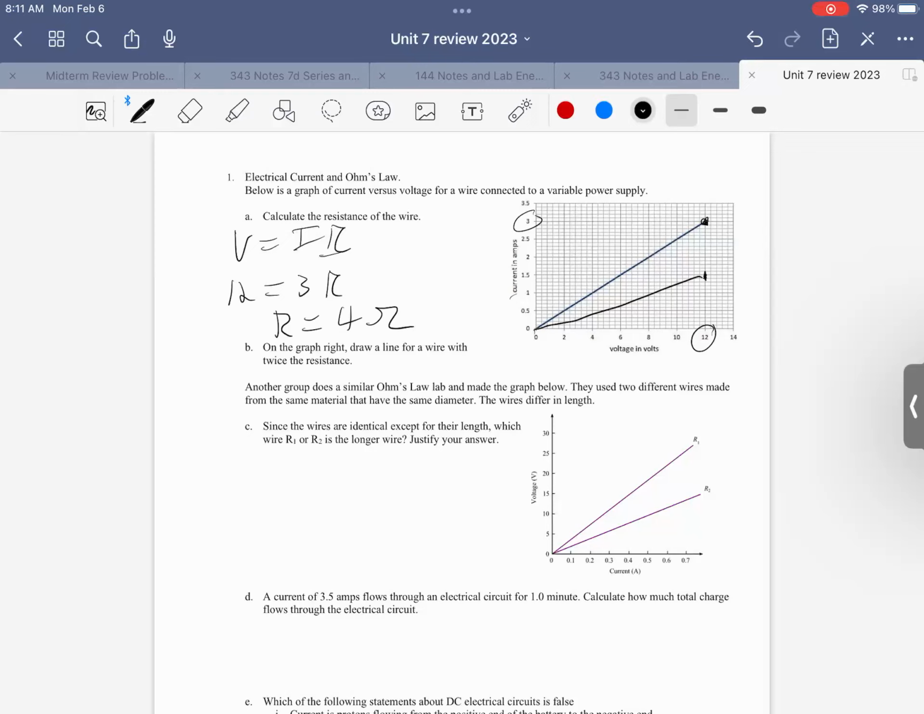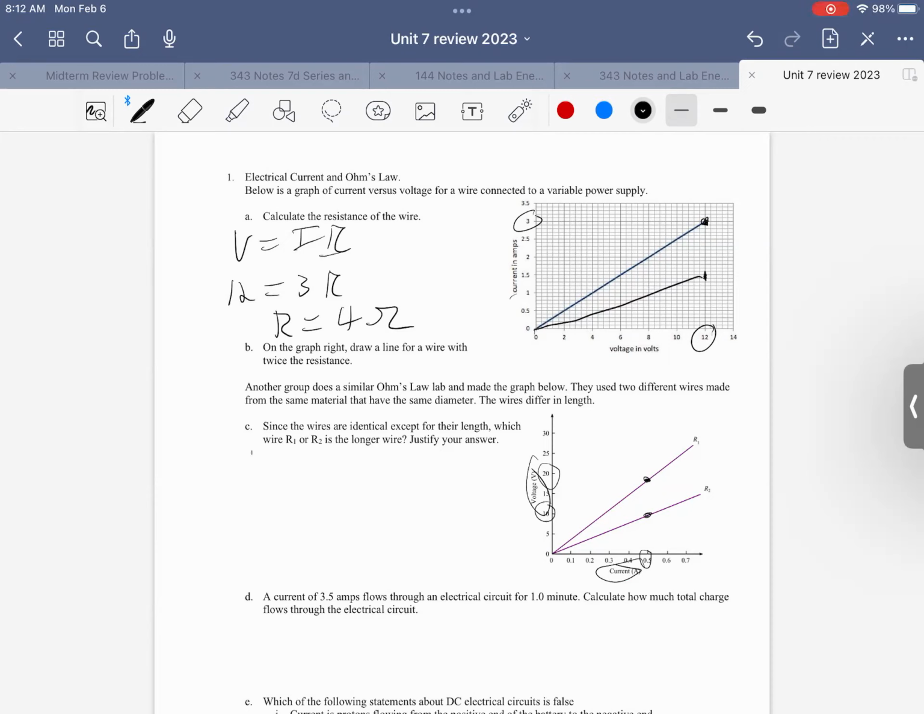Right. So we did a similar Ohm's law. Now we've got current versus voltage. So we flop these axes. Remember I said, make sure you're looking at the axes to see what's what here. Since the wires are identical except for their length, which wire, R1 or R2, is a longer wire? So we need to figure out what is the resistance of each wire here. And so I'll just kind of grab a point off each one. It looks like this one is 0.5 and 20. Whereas the other one is 10 volts for 0.5 amps.